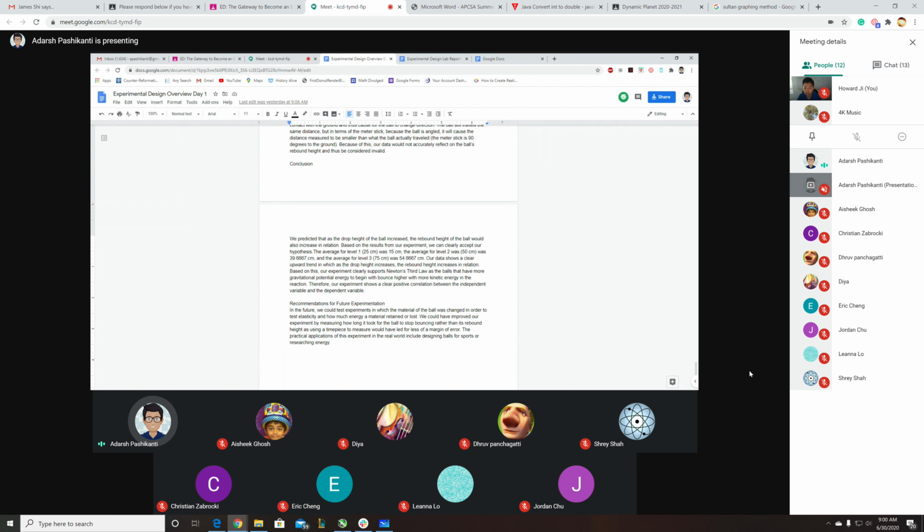And then next you go on to the reason. So you're basically going to explain that in this case, our data shows an upward trend, and this supports our hypothesis, which also predicted an upward trend. And then you go on to say this clearly supports Newton's third law, because you want to include scientific aspects, like scientific theories and laws, to show that your experiment clearly supports them, and that it follows the laws of science. And then at the end, you usually want to end with: our experiment shows a clear X type of correlation between the independent variable and dependent variable.